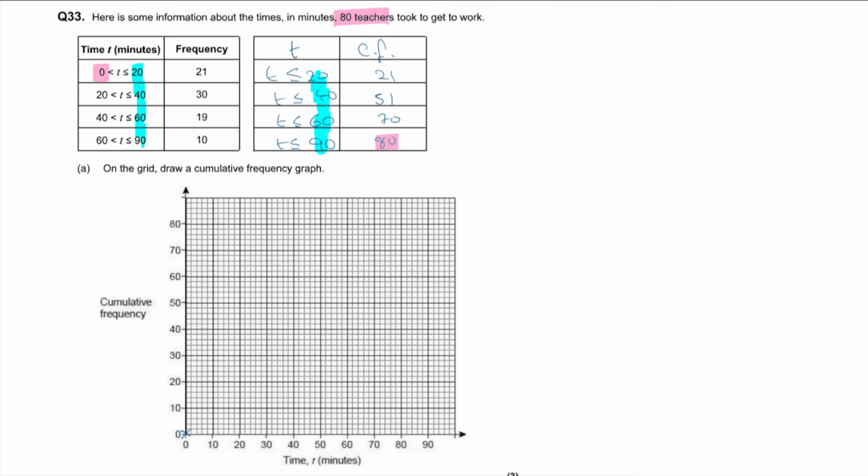Now again, I've got 5 little squares between 10 here, so each square is worth 2. So if I want 21, then we're talking about half a square then, aren't we? So half a square above 20 is 21. 51, that's going to be half a square above 50.